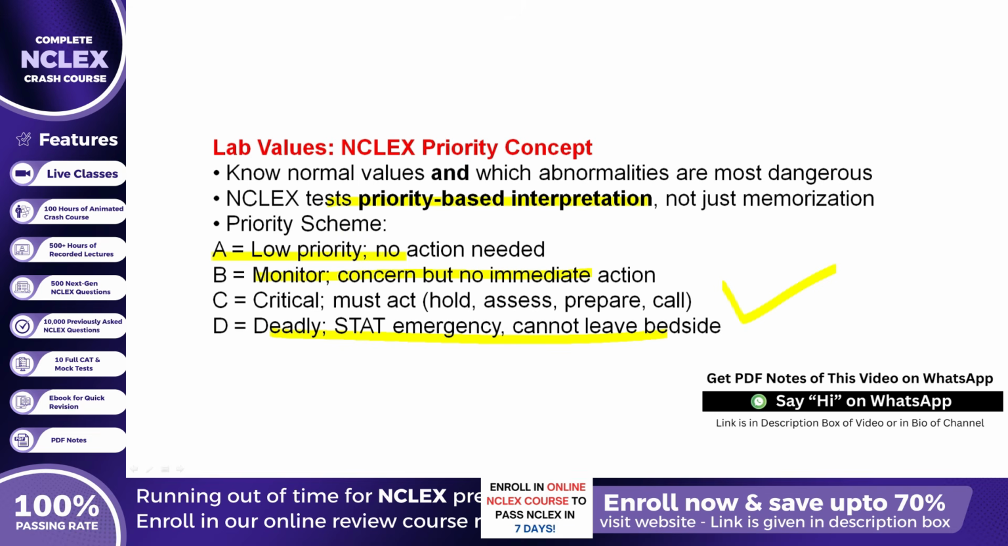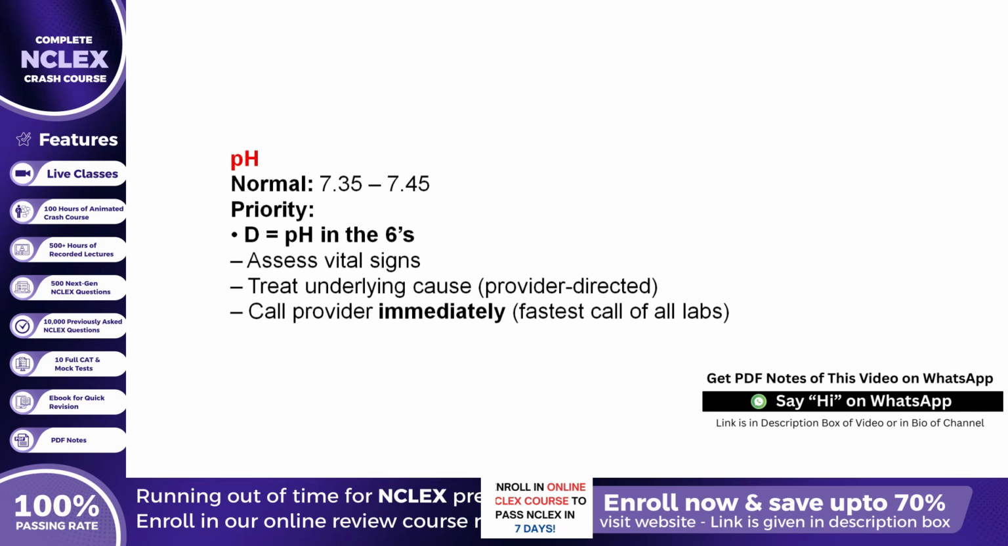When it comes to pH, the normal range is 7.35 to 7.45. And the priority here is that a pH in the 6s is automatically a level D. In that situation, you immediately assess vital signs, you treat the underlying cause as directed by the provider, and you call the provider immediately, because this is the fastest call of all lab values.